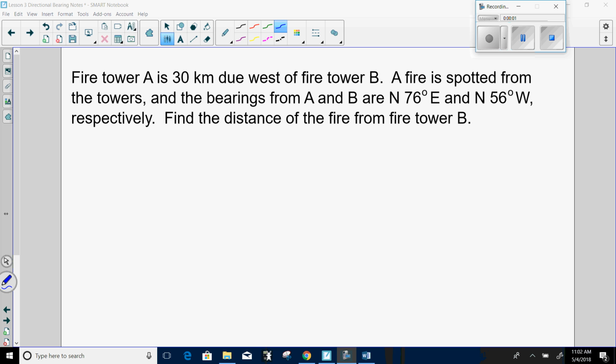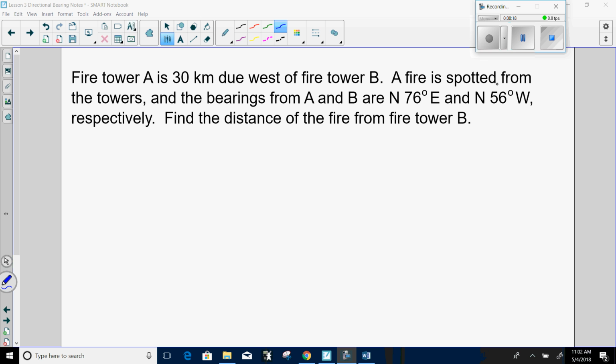The last example for today is going to deal with bearings again. A little bit different situation. It's not boat or sailing, but it's a little different situation. So it says fire tower A is 30 kilometers due west of fire tower B.